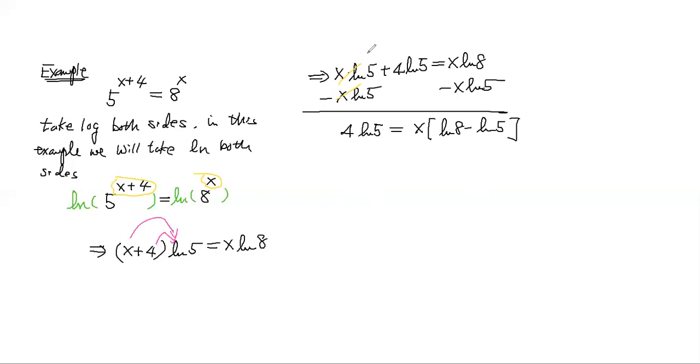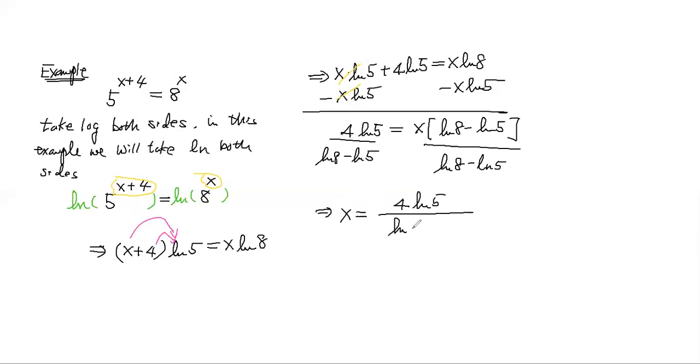Then, in order to solve it, I can divide by natural log 8 minus natural log 5 on both sides here. Okay, so that's what x is. x will be equal to 4 natural log 5 over natural log 8 minus natural log 5. Of course, if you want to combine one more step, you can say this is 4 natural log 5 over natural log of 8 over 5, right? Because a minus is divide. So that will be your value of x here.